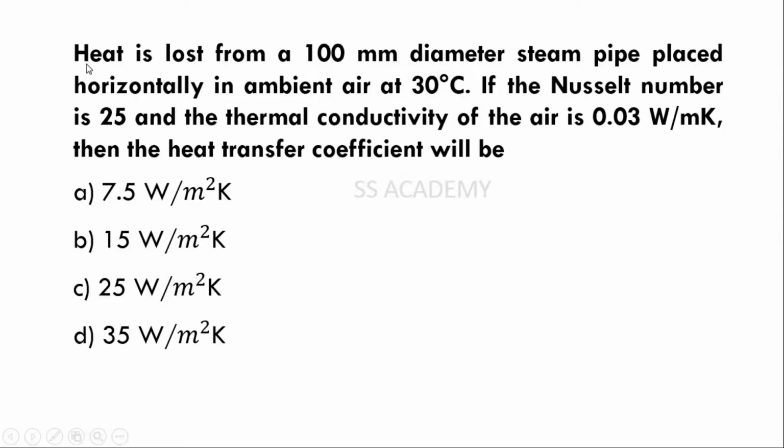And the next question is, heat is lost from a 100 mm diameter steam pipe placed horizontally in ambient air at 30 degrees Celsius. If Nusselt number is 25 and the thermal conductivity of the air is 0.03 watt per meter Kelvin, then the heat transfer coefficient will be? Option A is 7.5, option B is 15 watt per meter square Kelvin, option C is 25 and option D is 35. The answer is option A, 7.5 watt per meter square Kelvin.